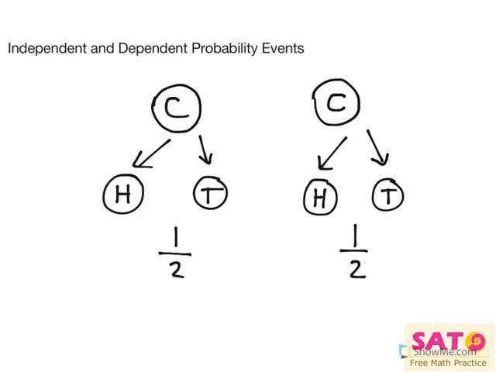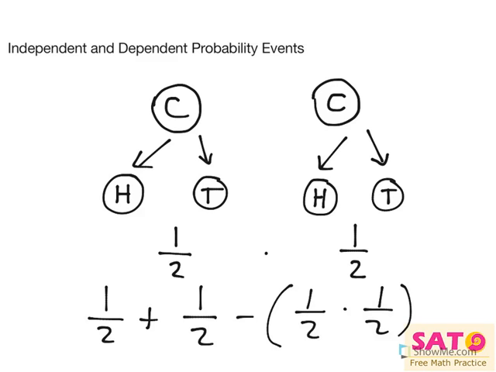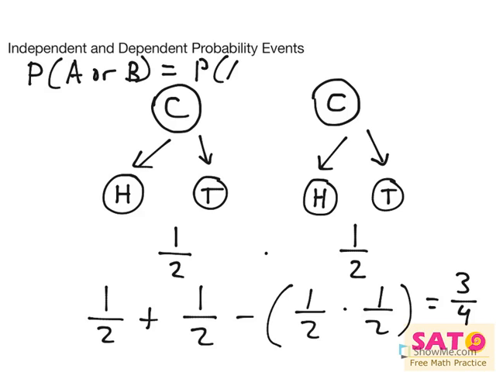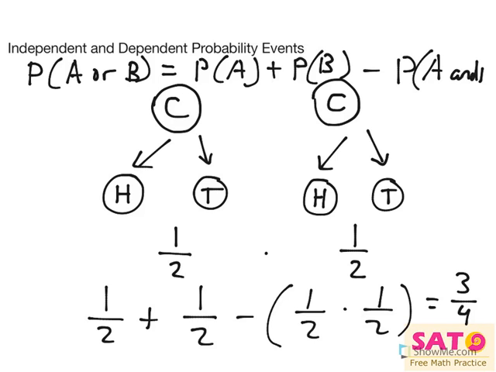So let's write 1/2 plus 1/2, which are the 2 odds, minus the chances that it happens at the same time, which is, well, you multiply them together, which is 1/2 times 1/2, and you get 1 minus 1/4 equals 3/4. And this last equation is P of A or B equals P of A plus P of B minus P of A and B. So we're combining some formulas here.